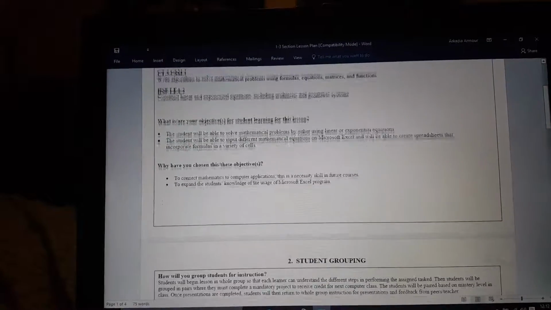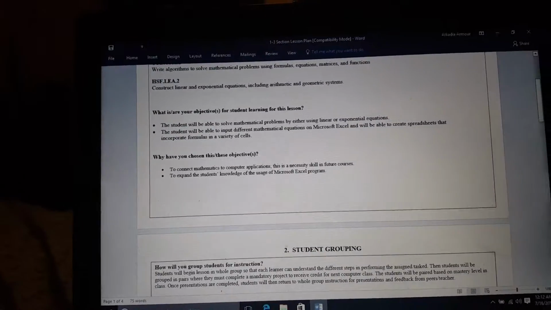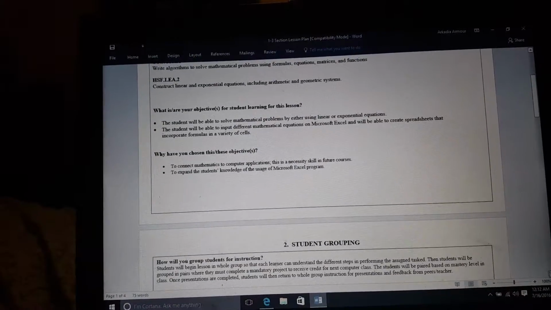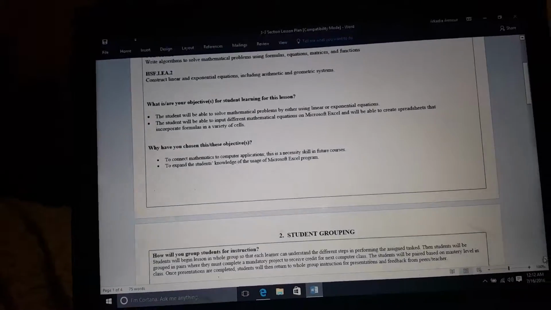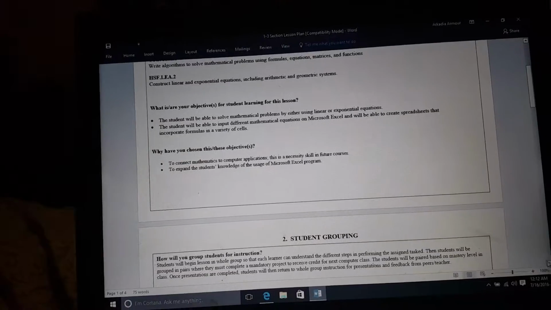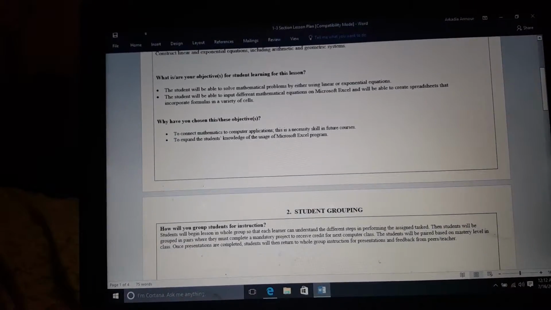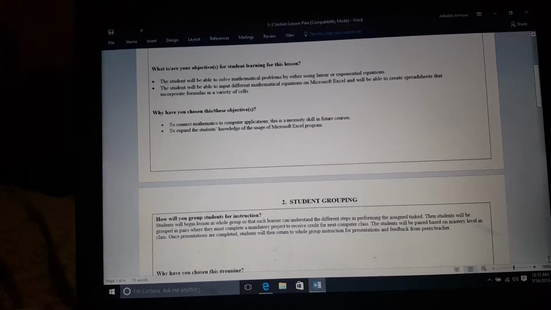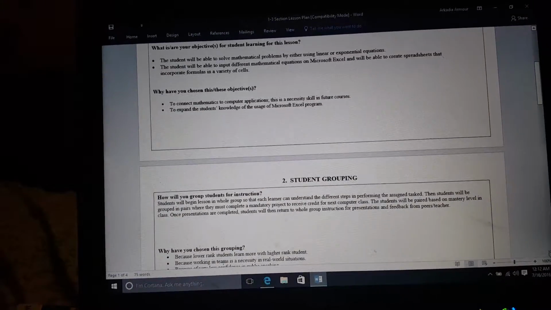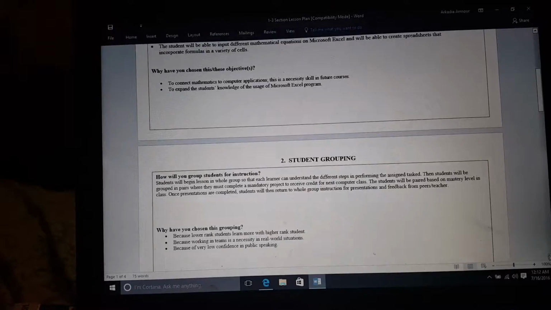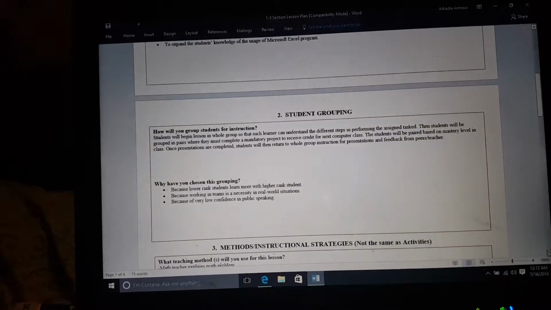Why have you chosen this objective to connect mathematics to computer application? This is a necessity skill in future courses to expand the student's knowledge of the use of Microsoft Excel program. Of course, other programs will be used, which will be covered in other courses, but Microsoft Excel is what I am more planning my lesson plan on.